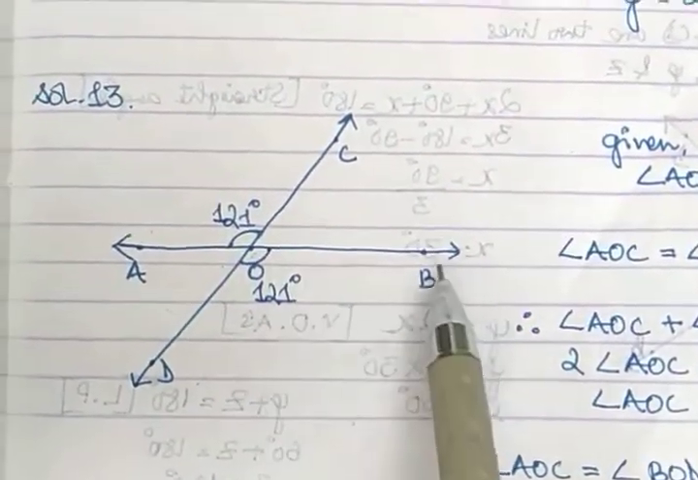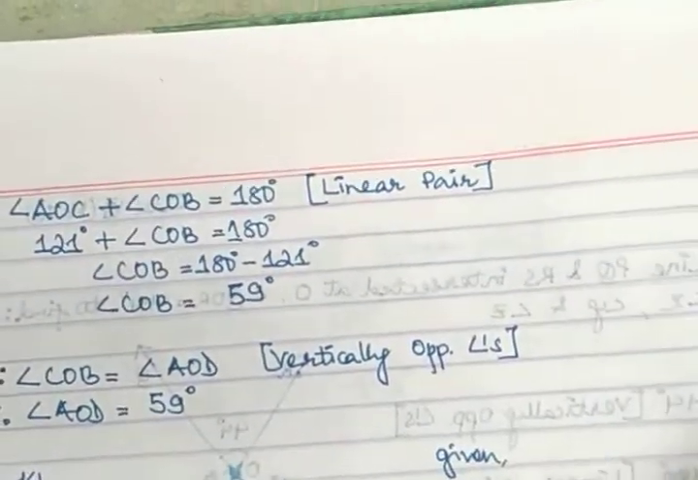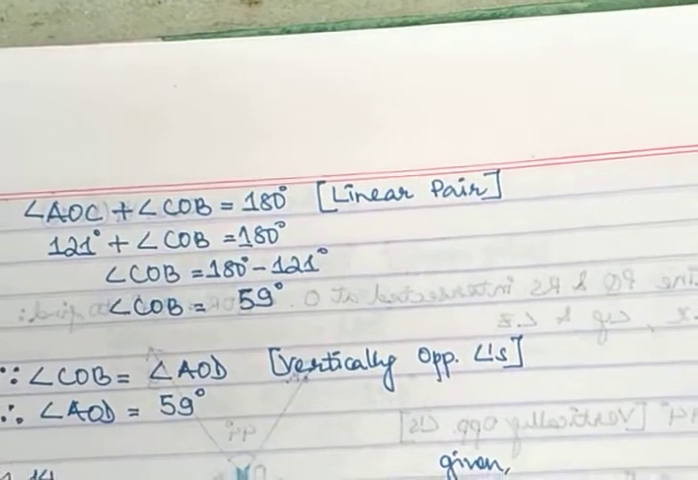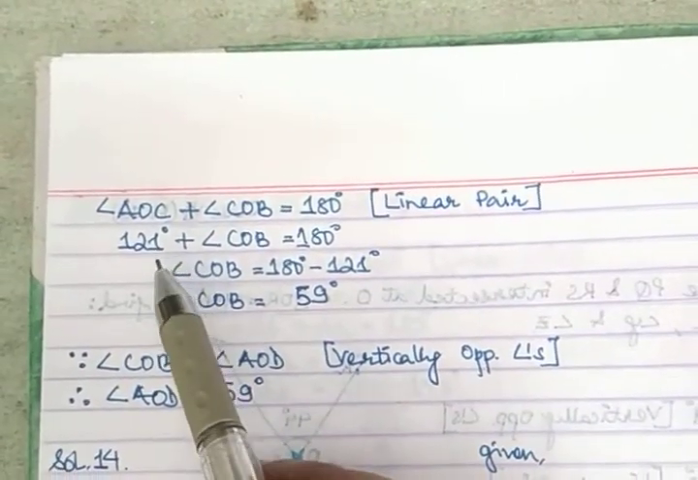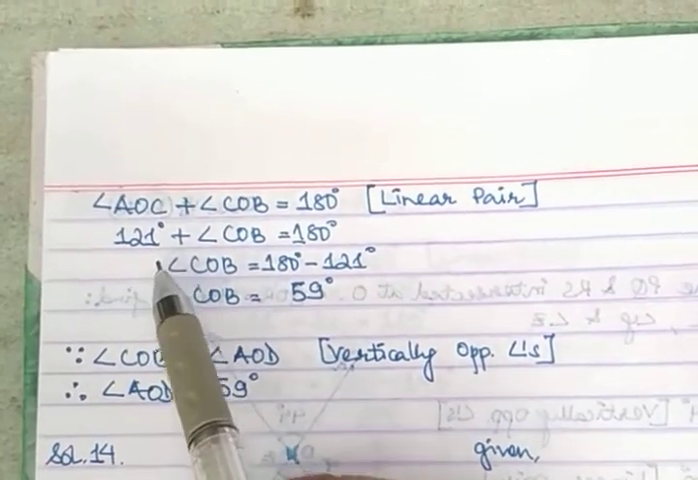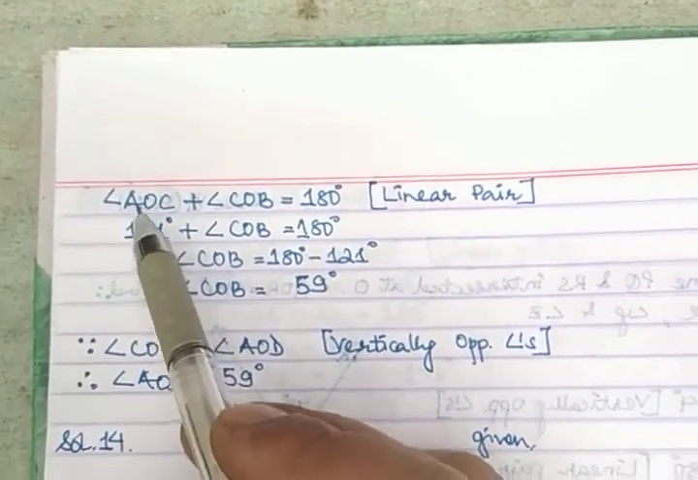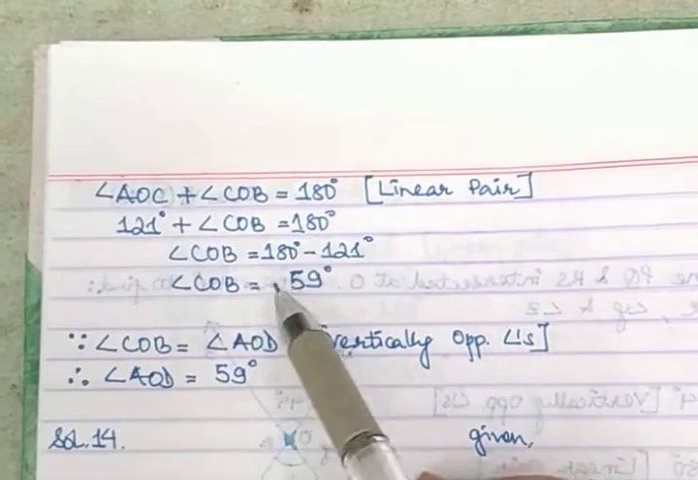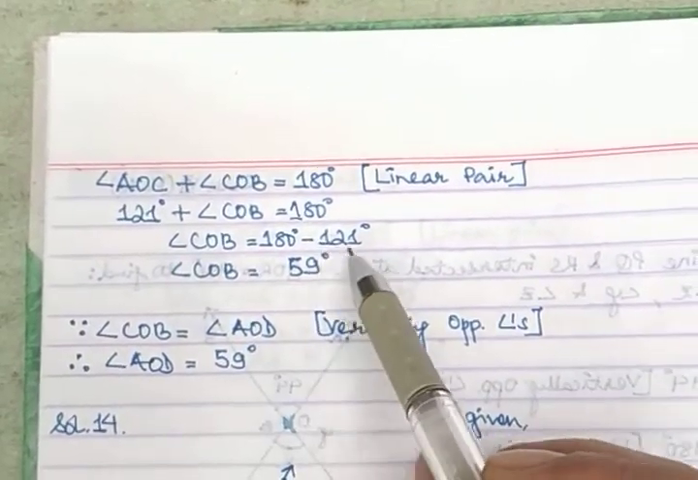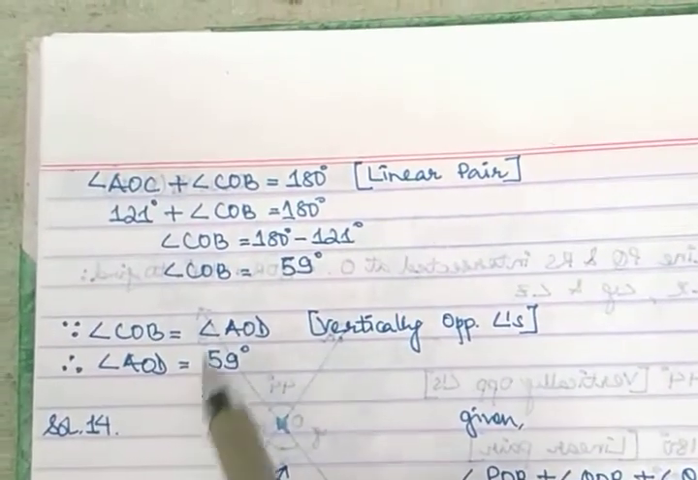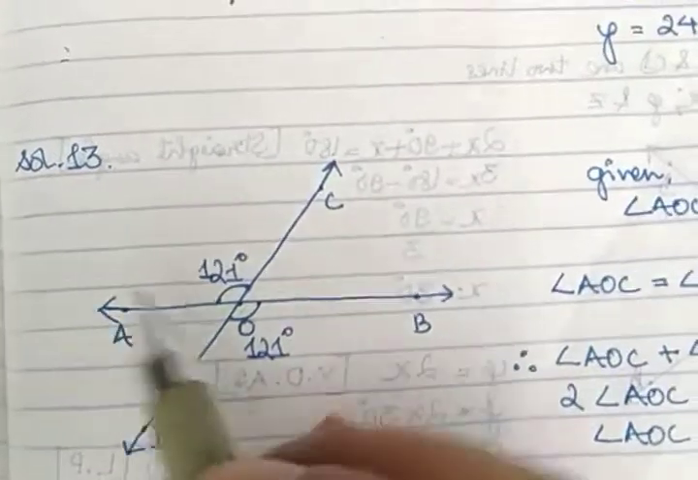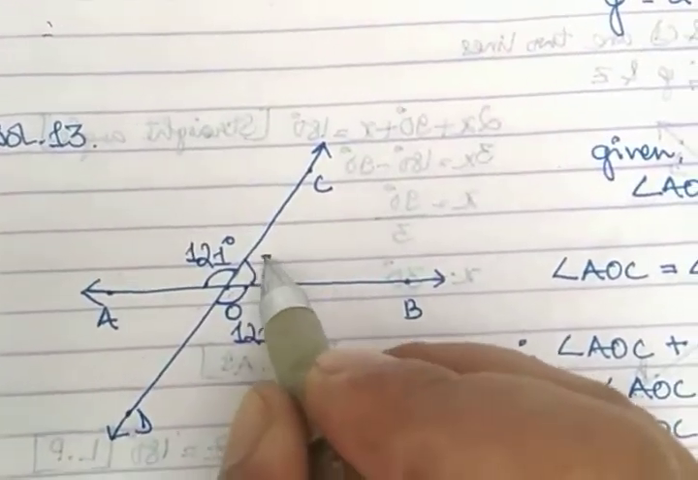Angle AOC and angle COB equals 180 degrees. Why? The reason is simple: they are a linear pair. Now, we have already had the value of AOC as 121 degrees. So I have substituted the value here: 121 degrees plus angle COB equals 180 degrees. 121 goes to the other side and becomes minus. So 180 minus 121 degrees is 59 degrees. So we got angle COB as 59 degrees.